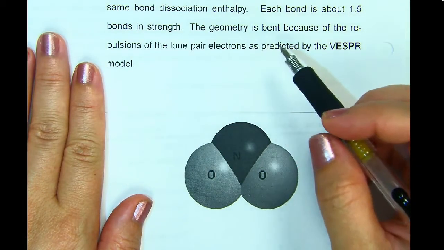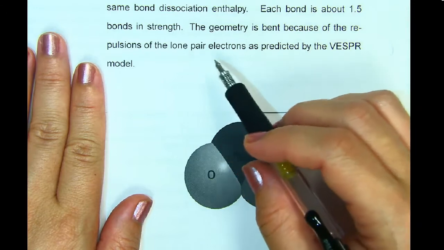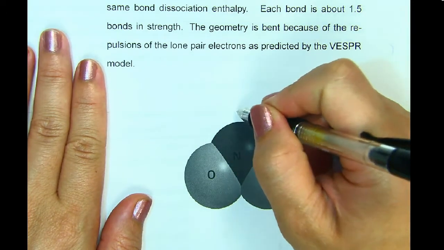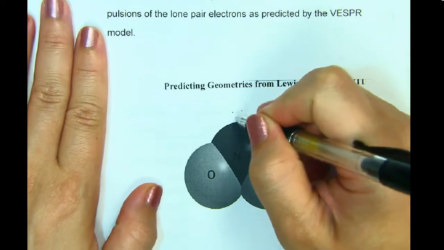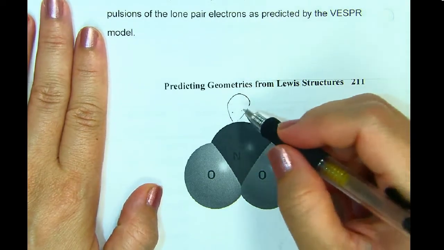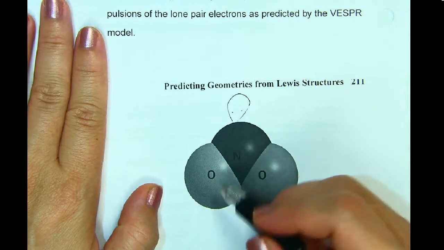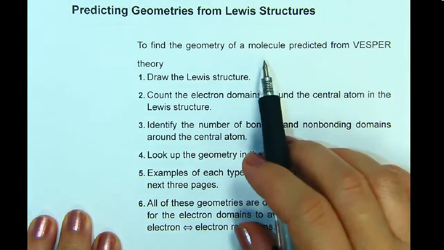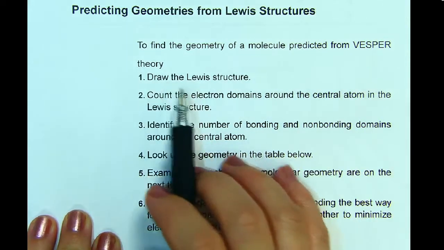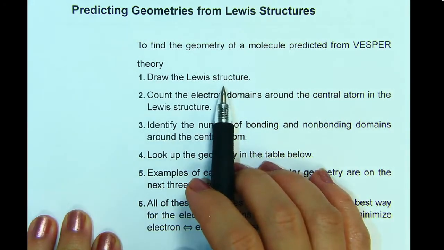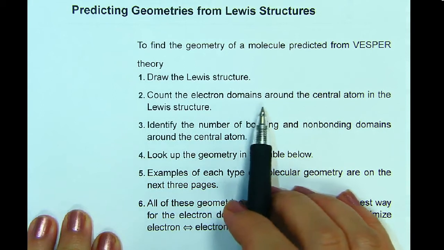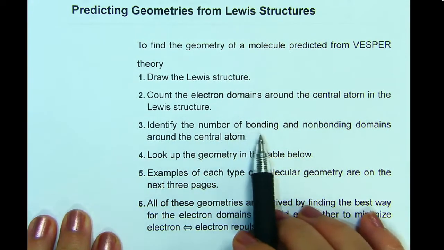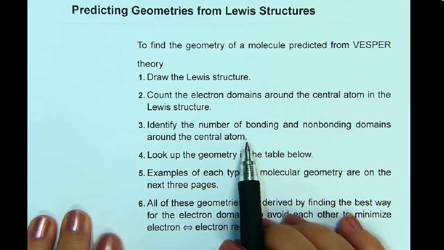The geometry is bent because of the repulsions of the lone pair electrons predicted by the VSEPR model. So there is still the lone pair up here at the top. It's just being ignored, and so we have a bent structure with the rest of the atoms. Predicting geometries for Lewis structures. To find the geometry of a molecule predicted from VSEPR theory, you have to draw the Lewis structure first. Then count the electron domains around the central atom in the Lewis structure. Identify the number of bonding and non-bonding domains around the central atom.